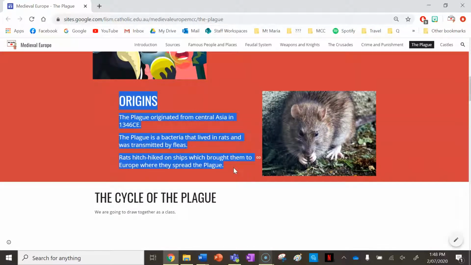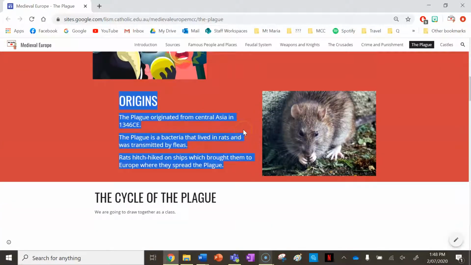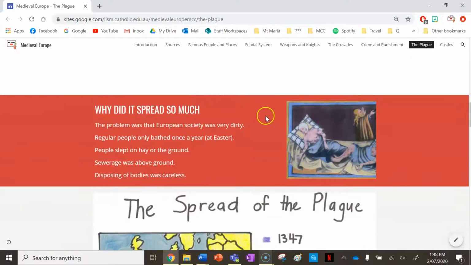So the plague originated from Central Asia in 1346 CE or AD. The plague is a bacteria that lived in rats and was transmitted by fleas, and rats hitchhiked on ships which brought them to Europe where they spread the plague. We're going to draw a cycle of the plague together as a class. Rats were the hosts of the plague, and fleas would bite the rats, get their blood in them, and then bite humans, and that's how humans got the plague. And then humans could also spread the plague to each other.